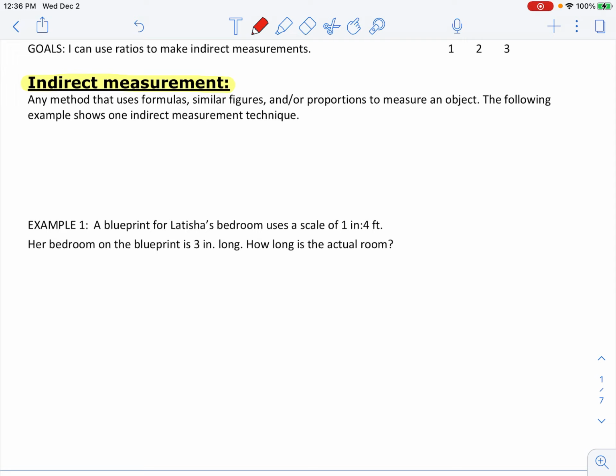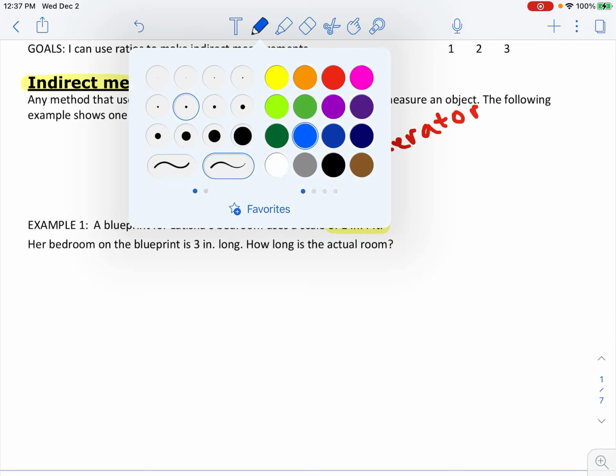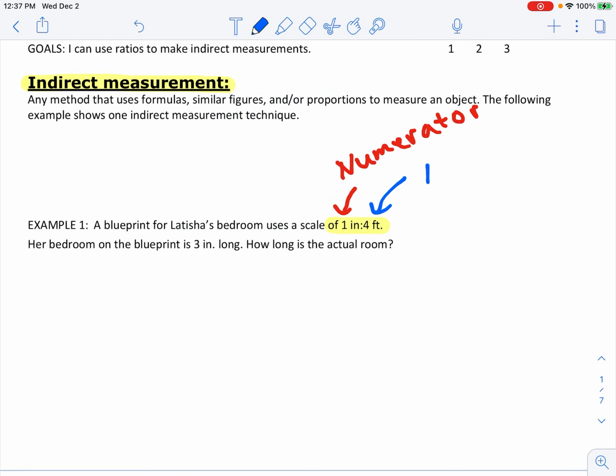You'll notice the first sentence says a blueprint for Letitia's bedroom uses a scale of 1 inch to 4 feet. So this is the first thing they give us, 1 inch to 4 feet. The 1 is going to go on top, our numerator. The 4 is going to go on the bottom, our denominator. So we're going to write this as a fraction. When we write it, we want to make sure that we're consistent with labels so that we match up our second fraction correctly.